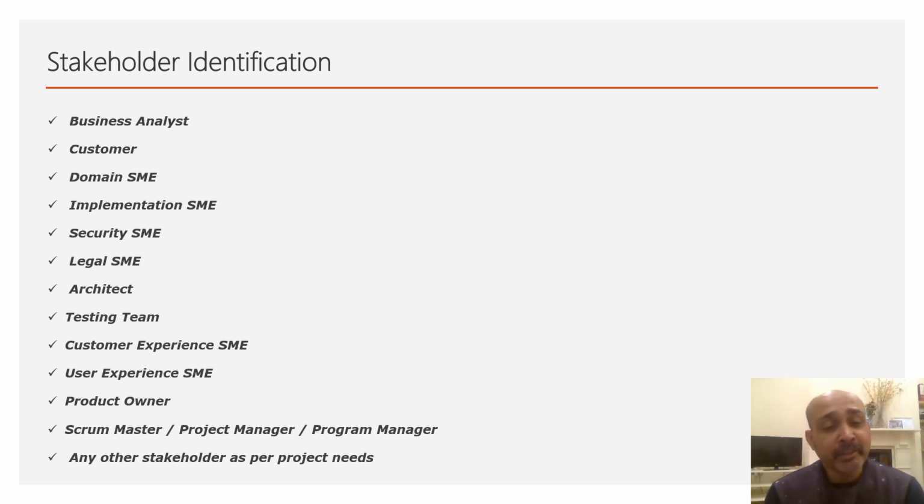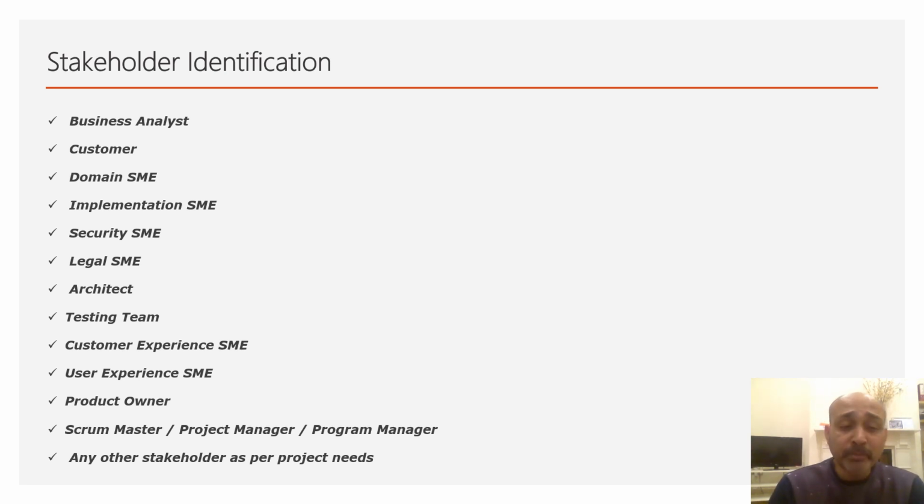Customer experience SME, user experience SME. These are again stakeholders who look after the customer experience and the end user experience, what different changes are required, any cosmetic changes required as part of this requirement, which your user experience SME is going to tell you, or if any customer experience issues are there, then the CX team or CX SME is going to tell you. Product owner is one who, in the agile environment, owns this product, who is primarily responsible to bring on any change in this product.